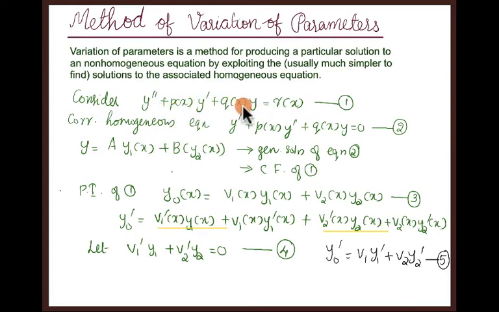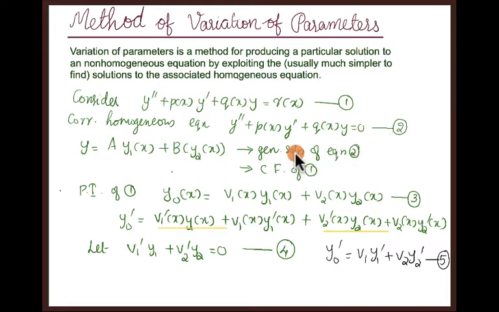Let this be labeled as equation 1. Then the corresponding homogeneous equation will be obtained by substituting r(x) = 0. Then we get y'' + p(x) y' + q(x) y = 0.